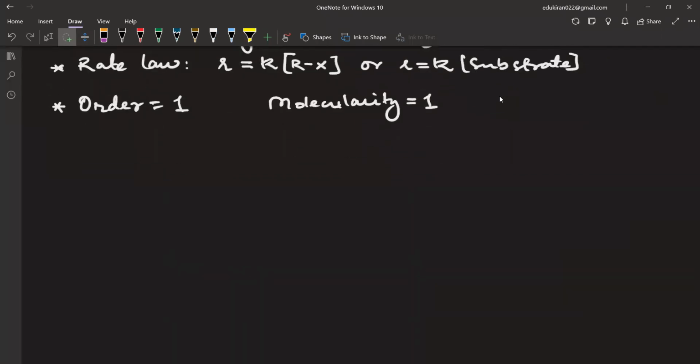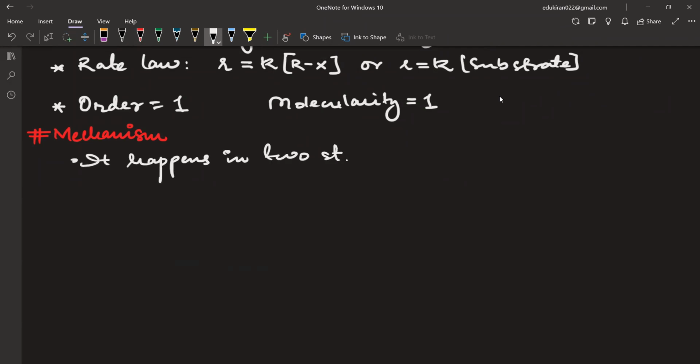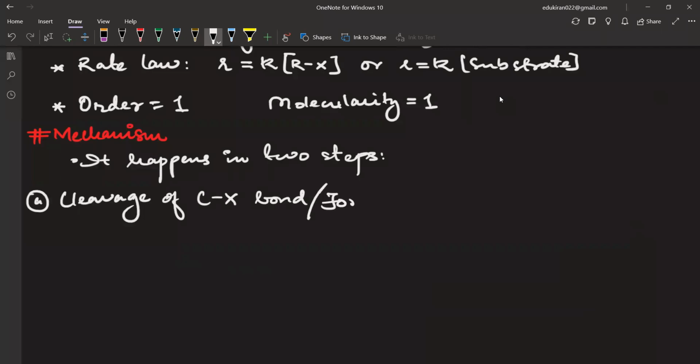Now let us look at the mechanism here. Mechanism. It happens in two steps. The number one step is cleavage of CX bond. You can also call this formation of carbocation.